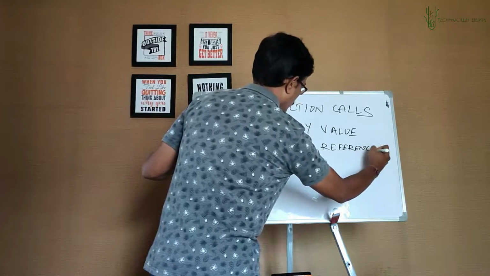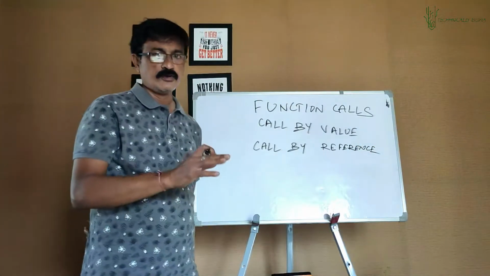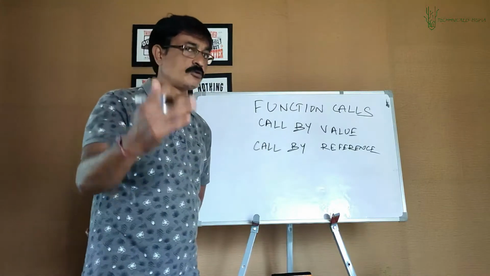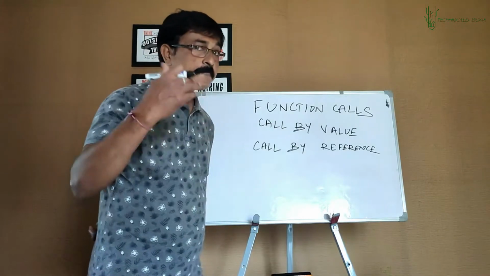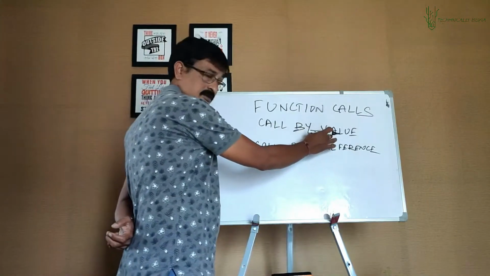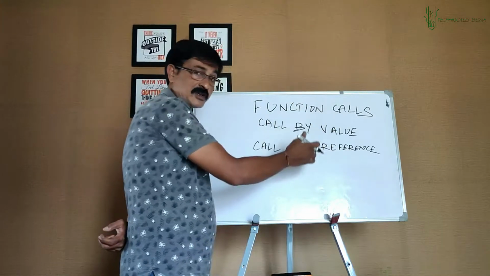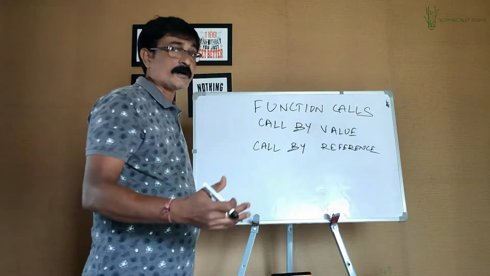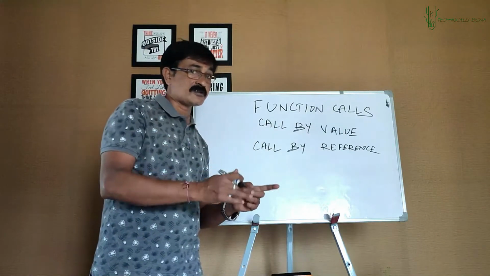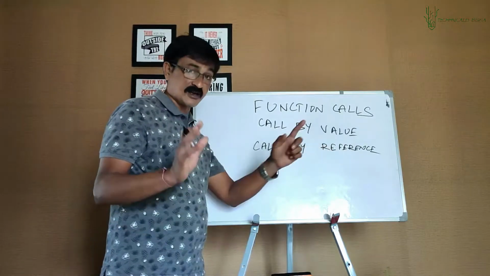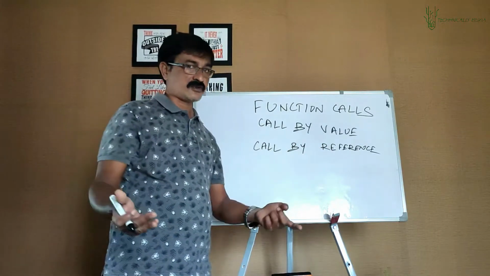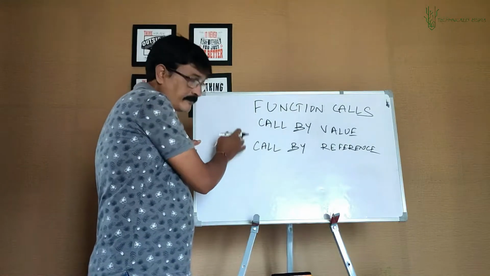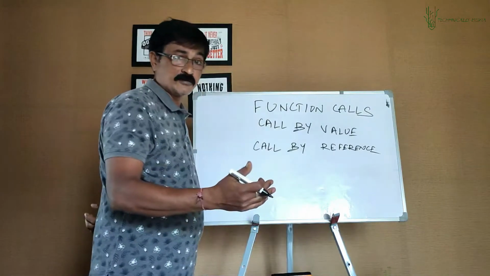Alright, these two we know. Those of us who know C language know call by value and call by reference are two different methods of calling a function. When passing parameters, we use these two words, value and reference. When you say call by value, you are passing copies of variables. When you say call by reference, you are passing the address of variables. Reference means address. With examples, we will understand how they work. But remember these two before we jump into examples.